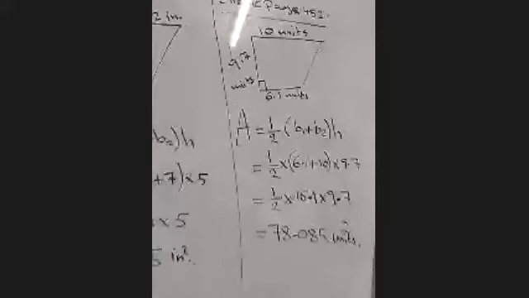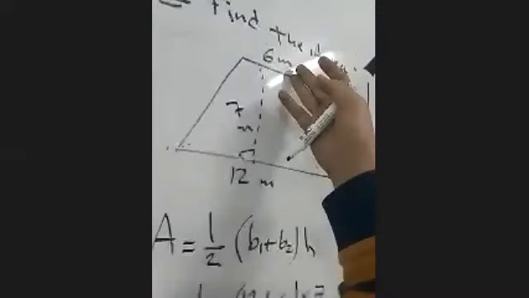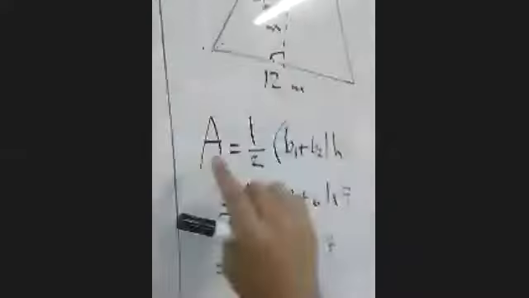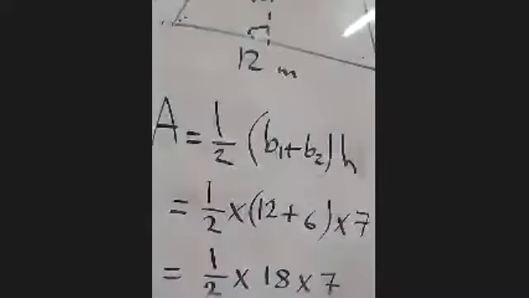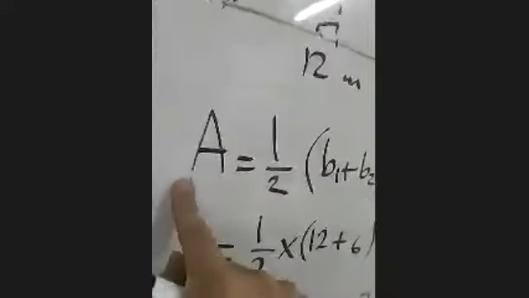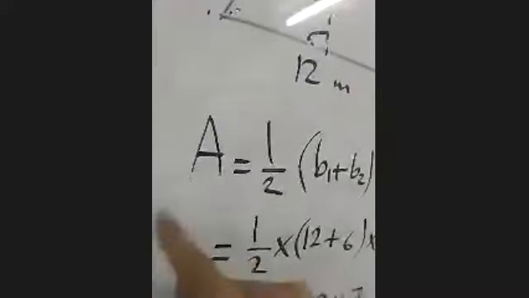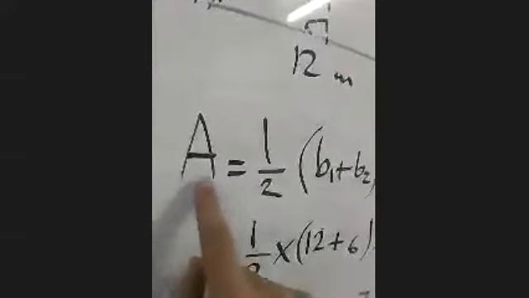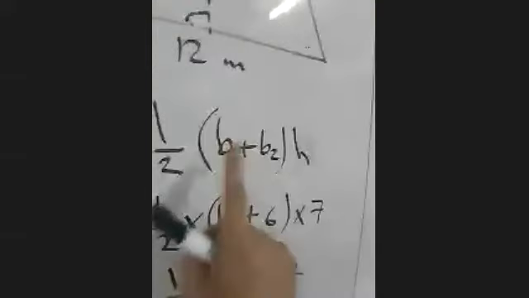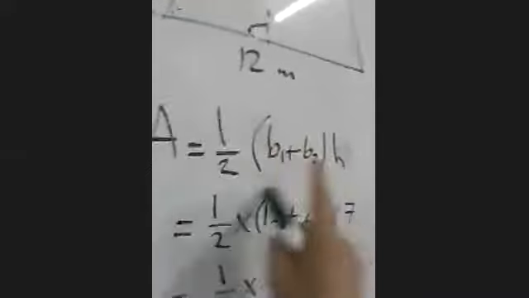Tomorrow, guys, we'll continue in the next idea. In this idea, I gave you base 1, base 2, and the height, and we found the area. In the next idea, the question will give you the area, and we'll have one missing dimension, so we'll find it. That's all for today. Thank you so much, and have a good day. Goodbye.